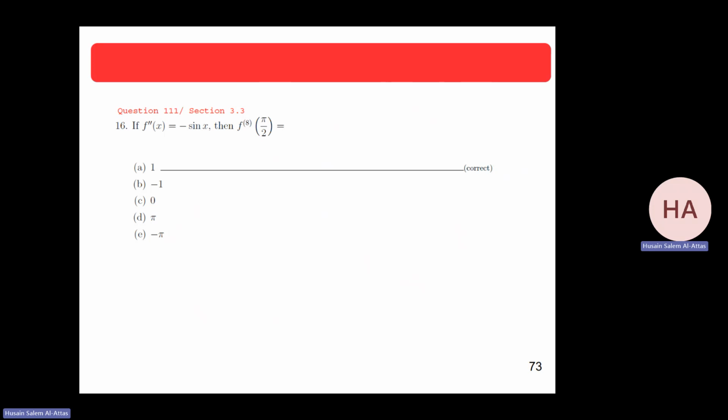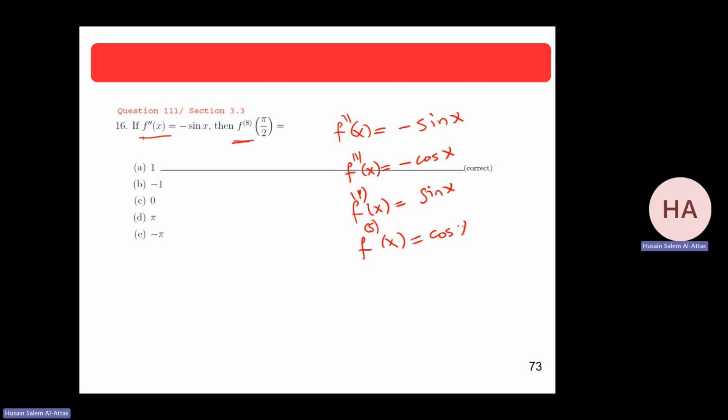Yeah. He gave me the second derivative, and he wants the 8th derivative. So, second is minus sine x. Third is minus cosine. Fourth is sine. Fifth is cosine. Sixth is minus sine. First, this will be the 7th, and that will be the 8th, because it will repeat itself.